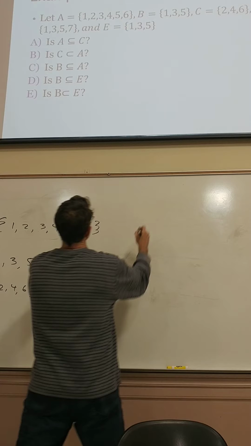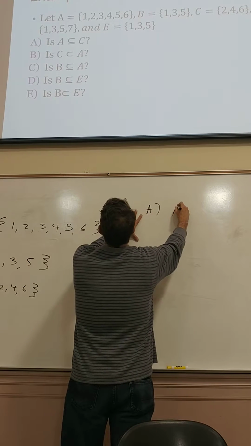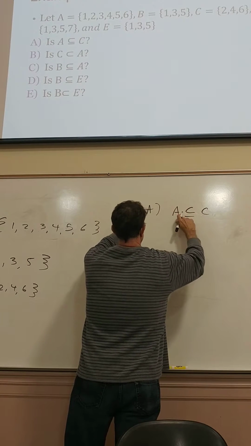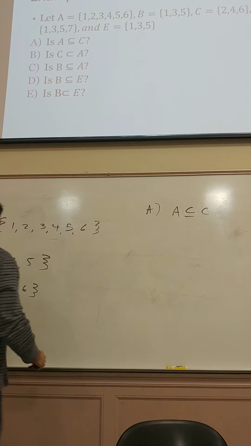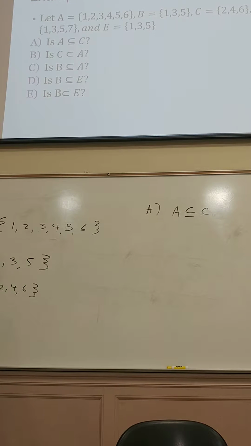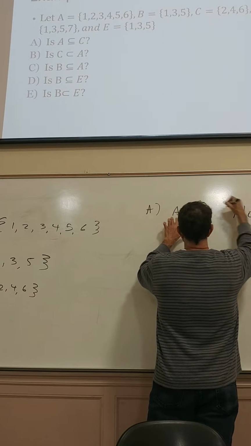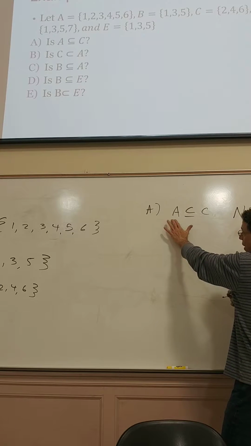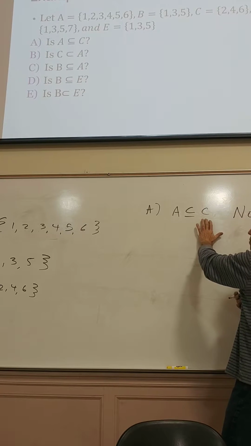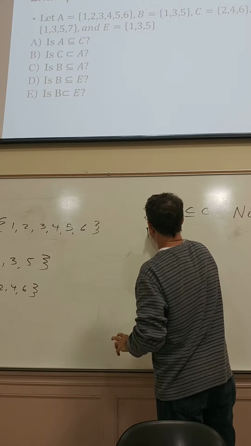All right, so part A says, is A a subset of C? Well, let's trace elements. So is A, which is 1, 2, 3, 4, 5, 6, a subset of 2, 4, 6? And right away you're going to see we have a problem. When you try to trace 1, 3, and 5, they are not in C. So obviously the answer is no, because not all the elements of A are in C. We just pointed that out.